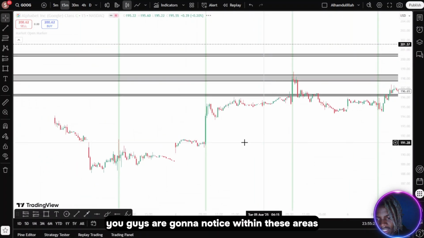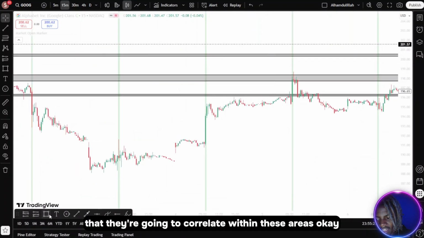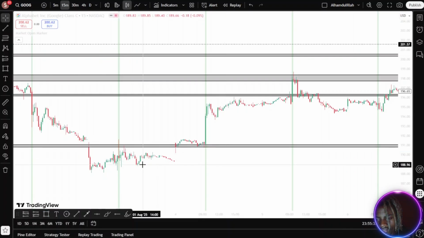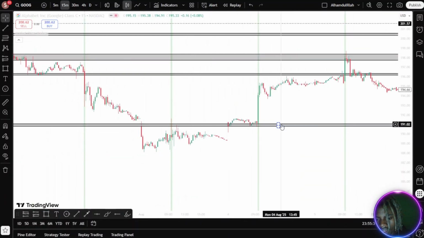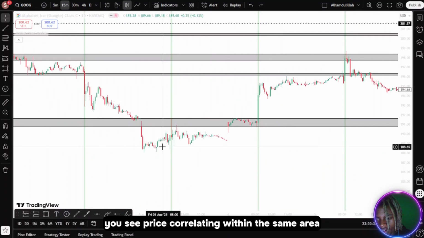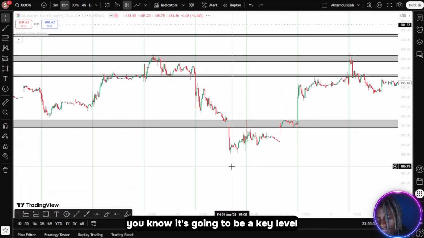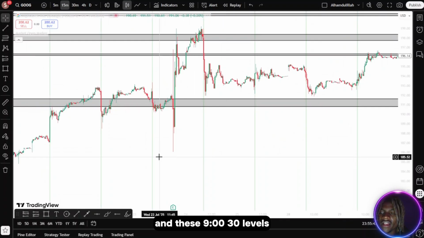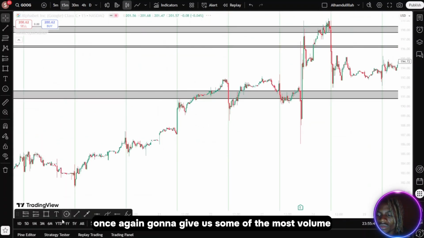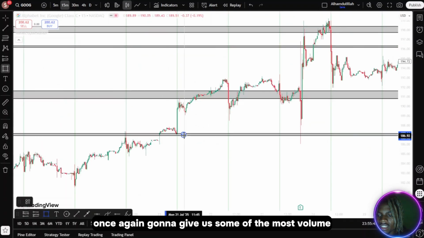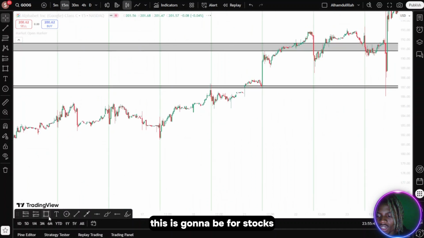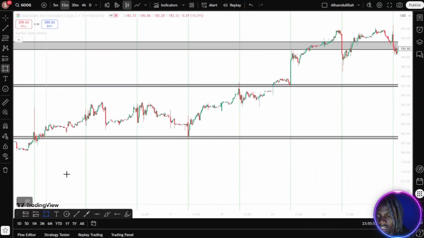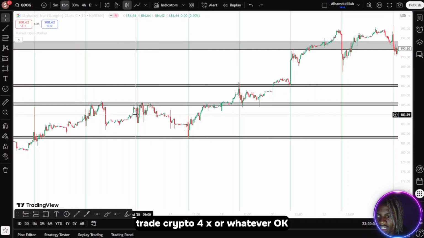You guys are going to notice within these areas sometimes that they're going to correlate with the areas. You see price correlating within the same area, you know it's going to be a key level that's going to be important. Okay. And these 930 levels, once again, are going to give some of the most volume. This is going to be for stocks. Okay. So maybe you trade crypto, forex, or whatever.